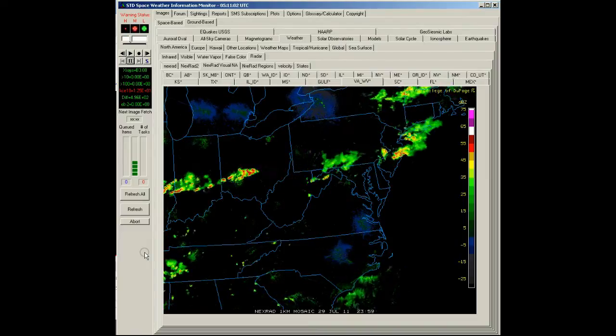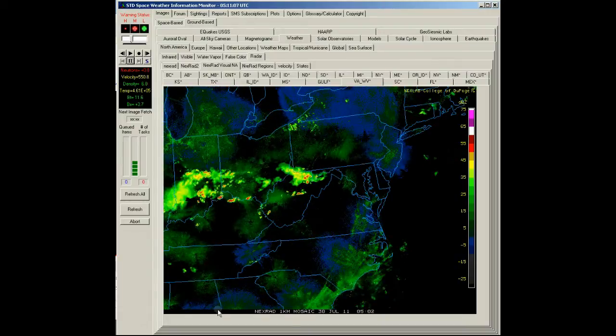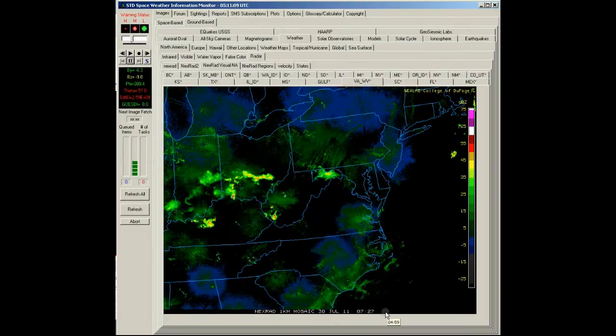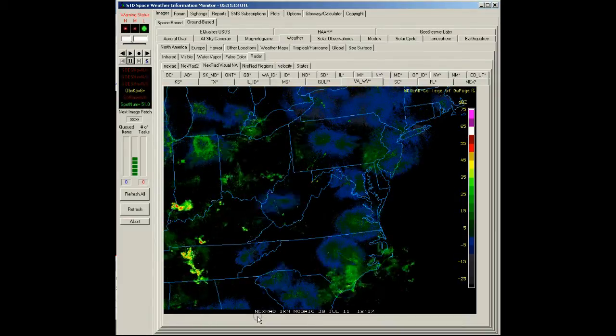I'd also appreciate comments from anyone if they need me to do something to be able to read the timestamps at the bottom here better. It shows the time and the date.